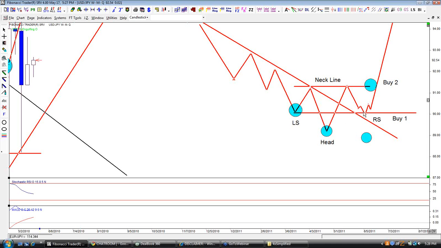Or if not a small head and shoulders, it can be another reversal pattern. It can be a butterfly. That will form at the right shoulder.